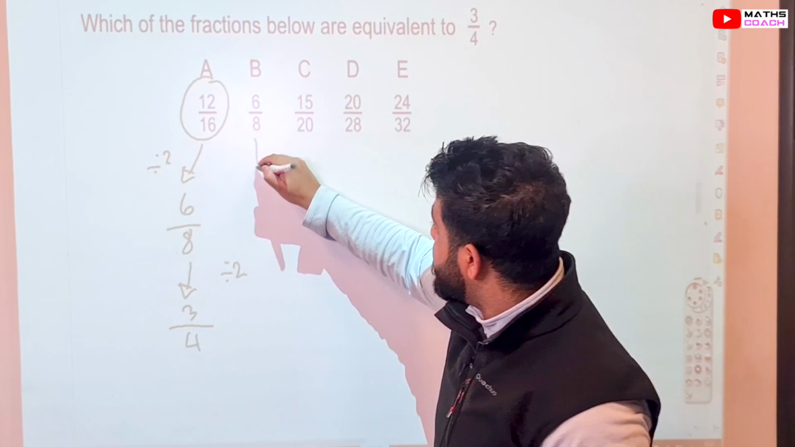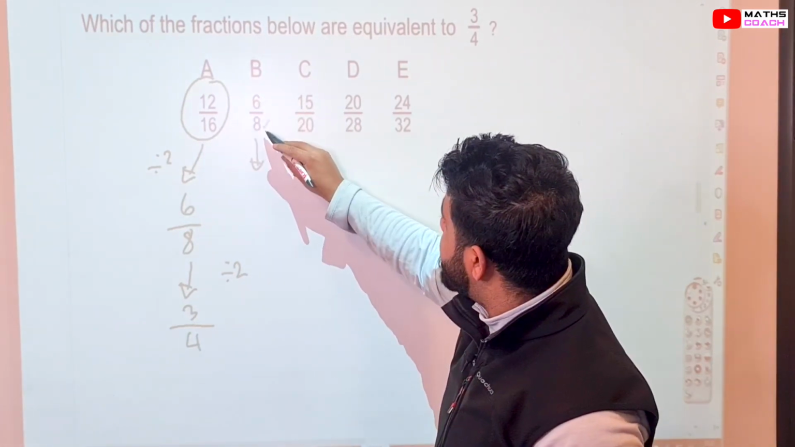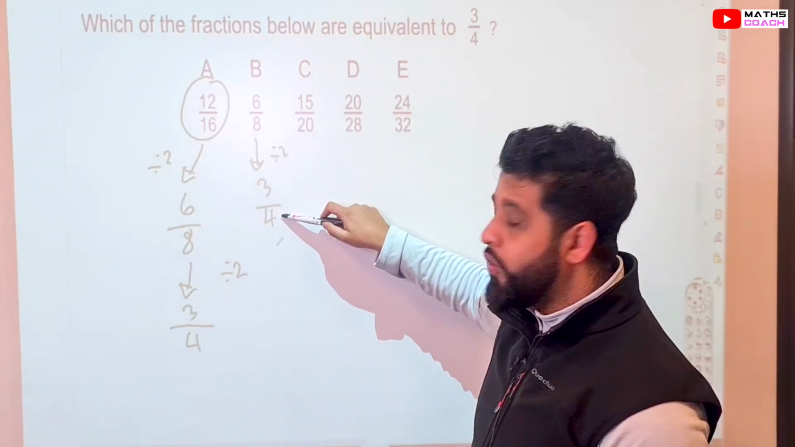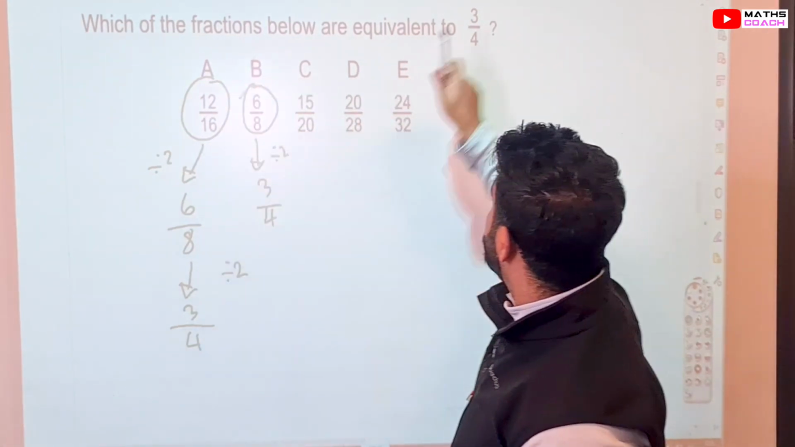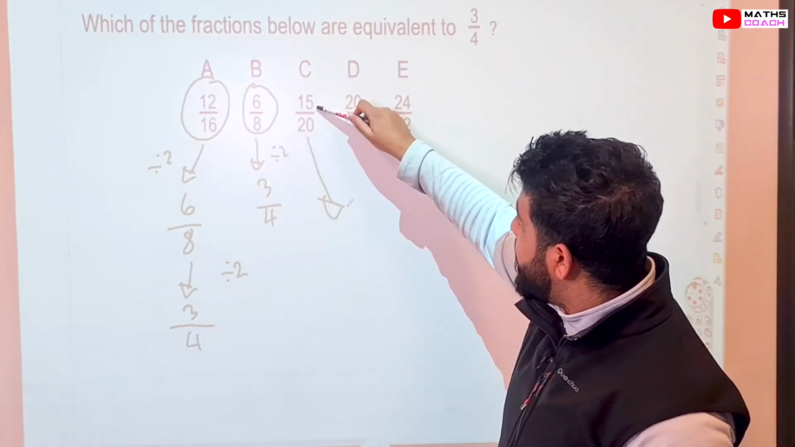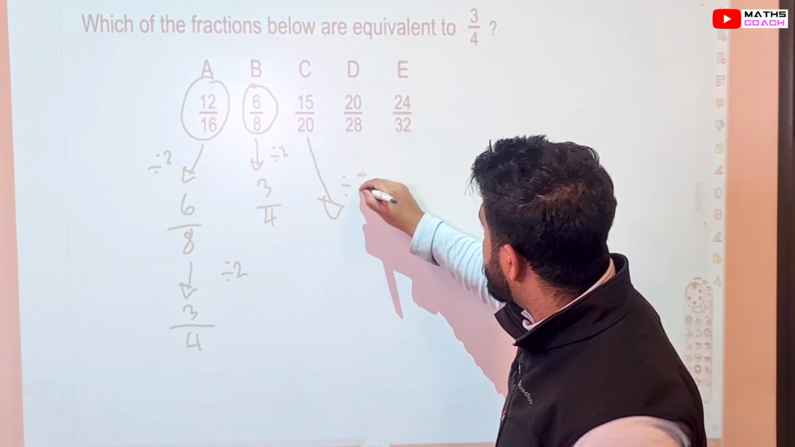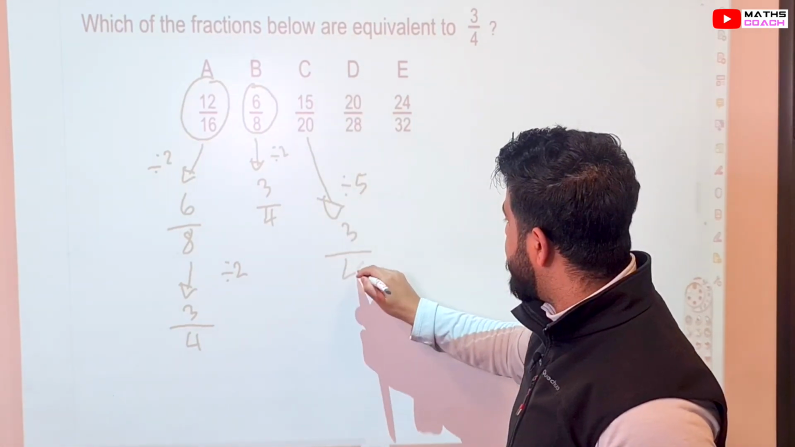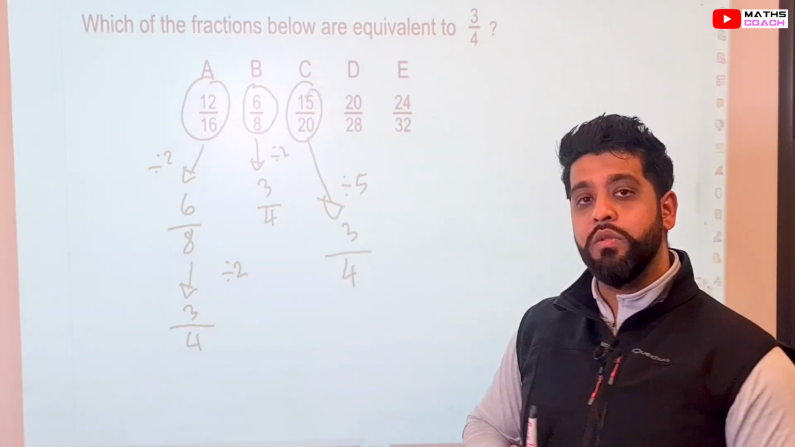Let's have a look at the next one. So what did you do for that one? So we can divide both of them by 2. So we get 6 divided by 2 is 3, and 8 divided by 2 is 4. So 3 over 4 is our answer. So therefore, 6 over 8 is also equivalent to 3 over 4. Let's have a look at this next one. So here we can divide both the top 15 and the 20 by 5. So therefore 15 divided by 5 is 3, and 20 divided by 5 is 4. And once again, we've got 3 over 4, so therefore this is also equivalent.